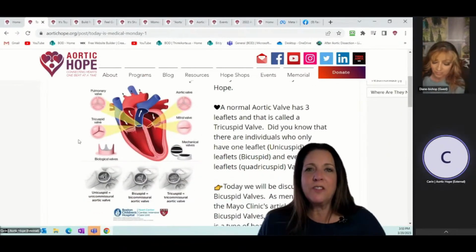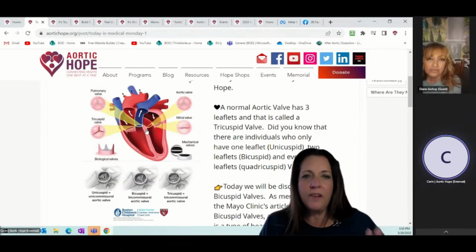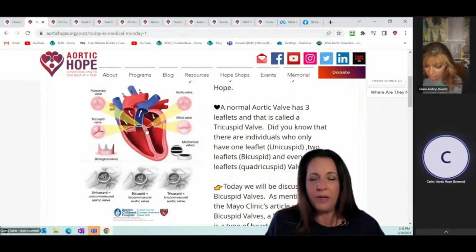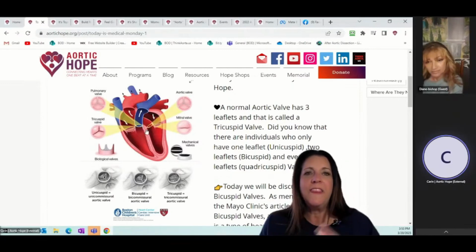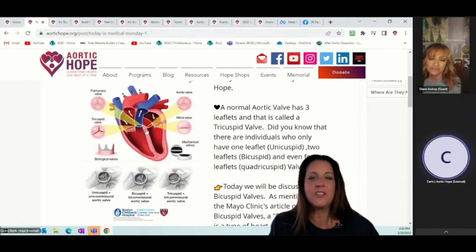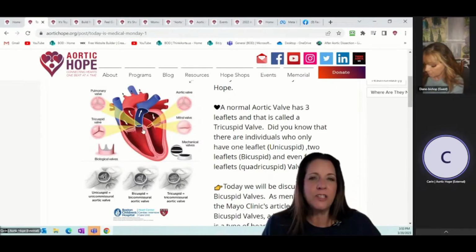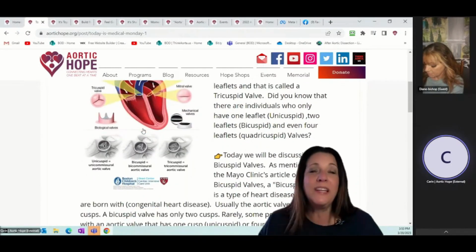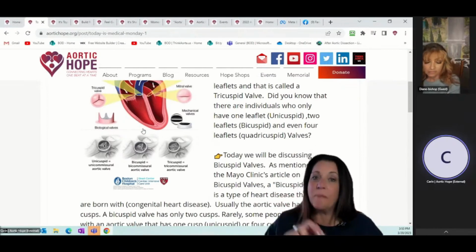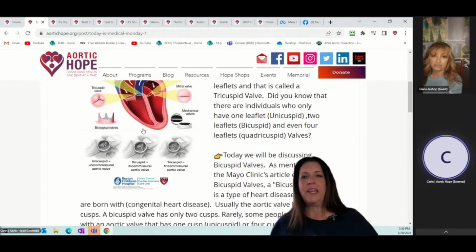So here, check out this heart. I love this so much. So we know that a normal heart valve, wherever it is, whether you're talking aortic valve, mitral valve, pulmonary, or tricuspid, they typically have 3 leaflets. That's a tricuspid valve. You have 3 leaflets. And there are actually individuals who have 1 leaflet, which is a unicuspid, 2 leaflets, which we've heard of, which is bicuspid, or even 4 leaflets, which is quadricuspid. I can't even imagine that.